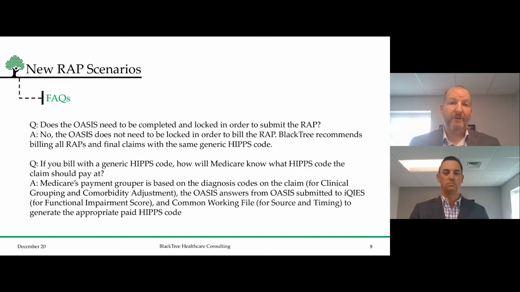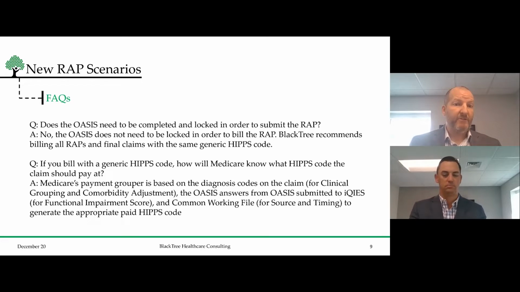Medicare's payment grouper is based off of a number of different elements. If we think about PDGM, we have basically those 4 components for how you get reimbursed. We have the clinical grouping and the comorbidity adjustment, which is going to be based on the diagnosis codes on the claim itself. You have your functional impairment score, which is going to be based on your answers to your OASIS questions, which that OASIS is then submitted to iQIES. And then you also have your referral source and your timing, which is going to be based on the information in the common working file. So all this information is how Medicare is pricing your HIPS code today, and that's not going to change in the future.